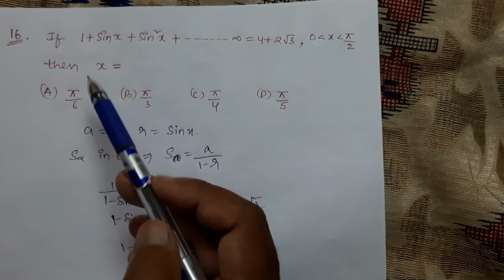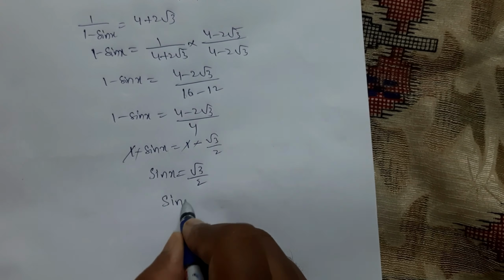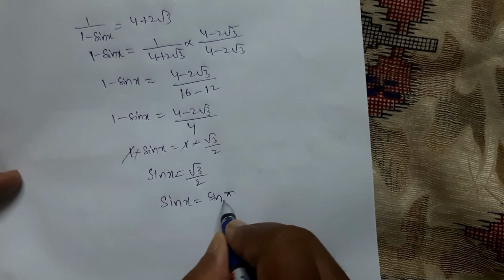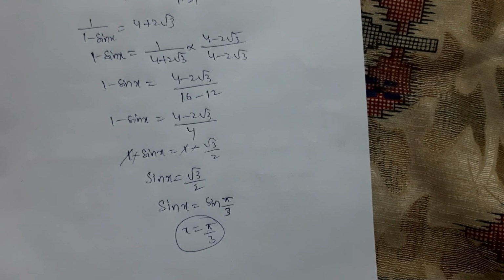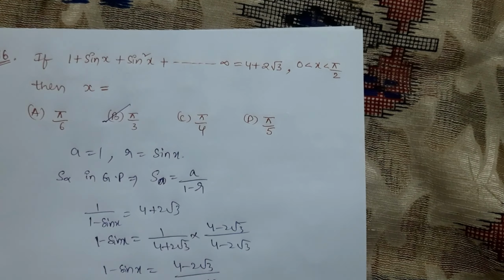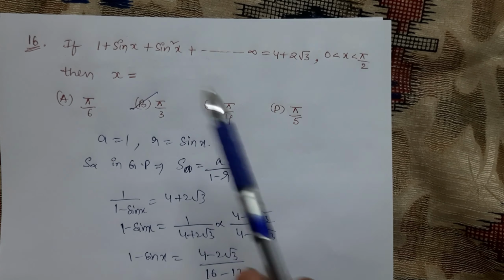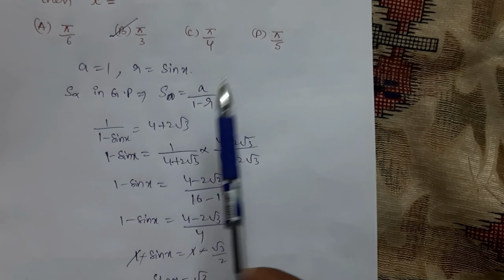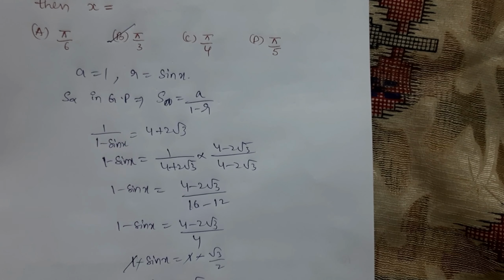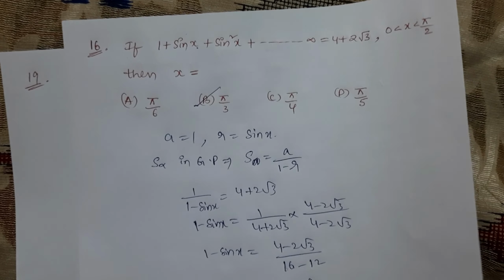Now what they are asking is then what is about x? If sin x equal to root 3 by 2, then sin x is equal to sin pi by 3. Okay, that means x is equal to pi by 3. See that option B. Okay, ಈ ಥರ infinity series if they given means we need to search whether it is in AP or GP. Okay, maximum times it will be in GP, but once we need to check that common ratio will be there or not. According to that, S infinity value we know that is a by 1 minus r. By using that we can find the value of x. Okay, this is about question number 16. Next we will go for question number 17.